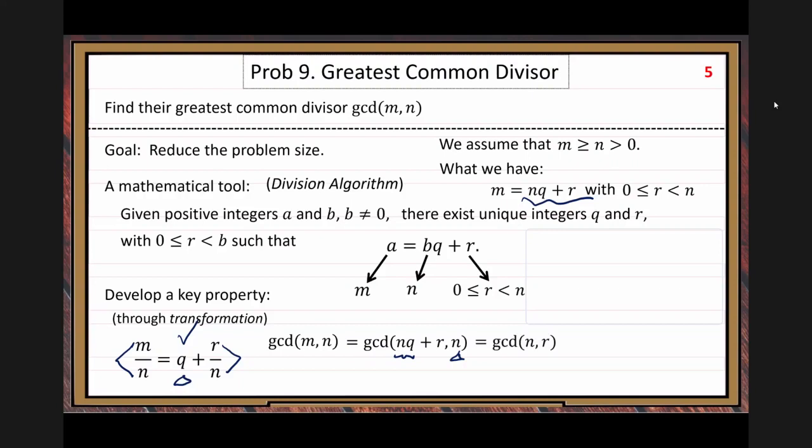So then we can write the GCD of M, N equals GCD of N comma R. But the problem size is reduced. To represent the problem size, we can use the maximum of M and N. So the problem size, the maximum of N and R, in general becomes smaller.